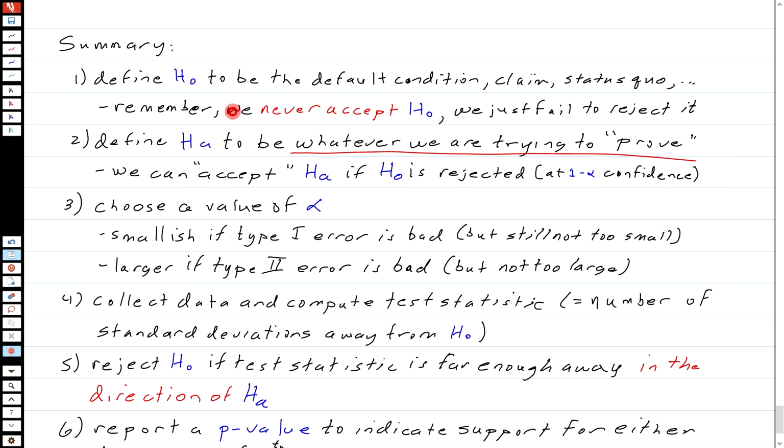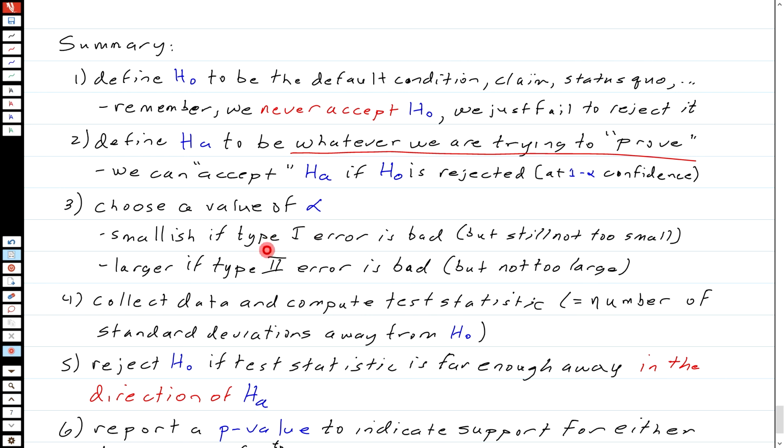So in summary, we define H naught to be the default condition, claim, status quo, whatever. We have to remember that we can never accept H naught, we just fail to reject it. If we do fail to reject it, it may be true, but we haven't proven it. So basically you want to put in HA whatever it is you're trying to prove. We can accept HA and conclude it's correct to a certain level of confidence if H naught is rejected. We then have to choose a value of alpha.